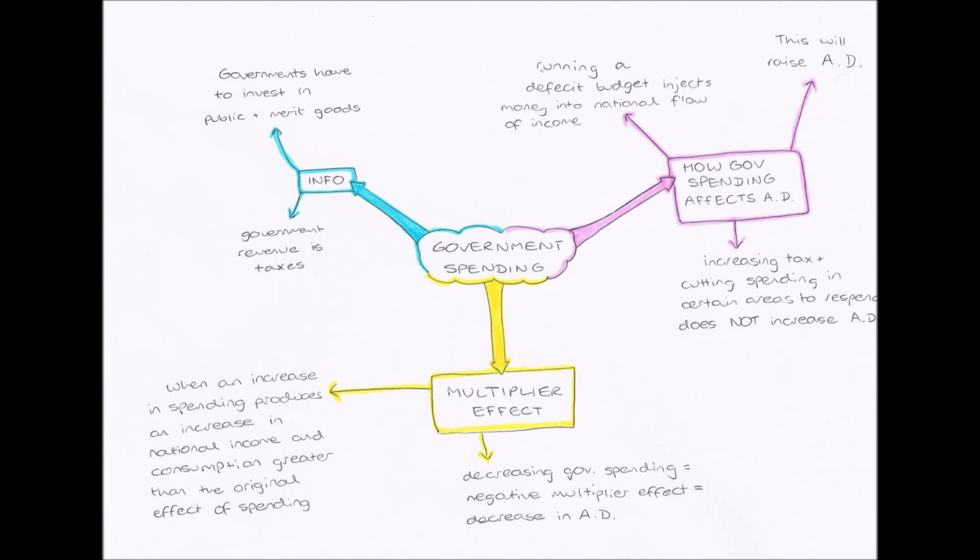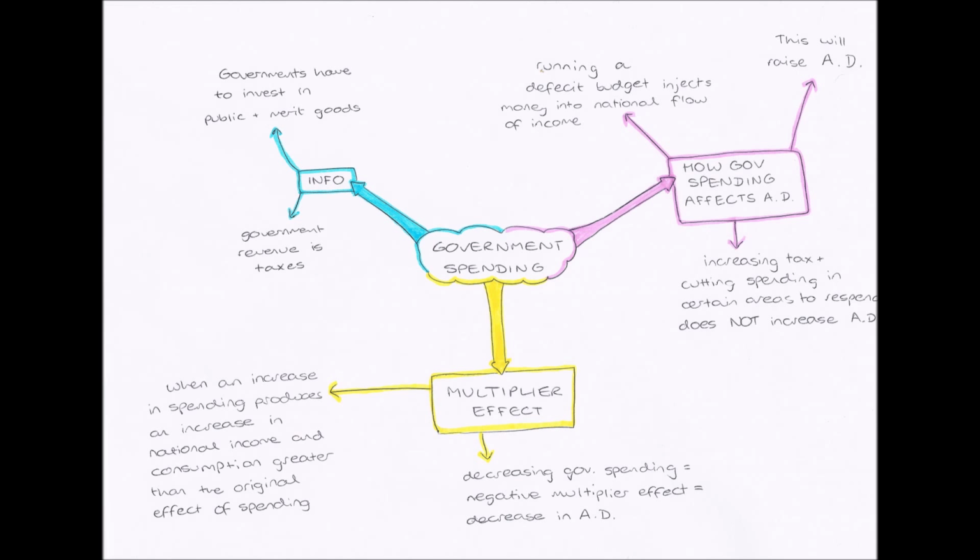Next, we have how government spending affects aggregate demand. So firstly, if you think to our formula of AD equals C plus I plus G plus X minus M, then if we increase G, if we increase government spending, then aggregate demand will also increase. But there will be more than just this one G increase in aggregate demand. Also consumption and investment will increase.